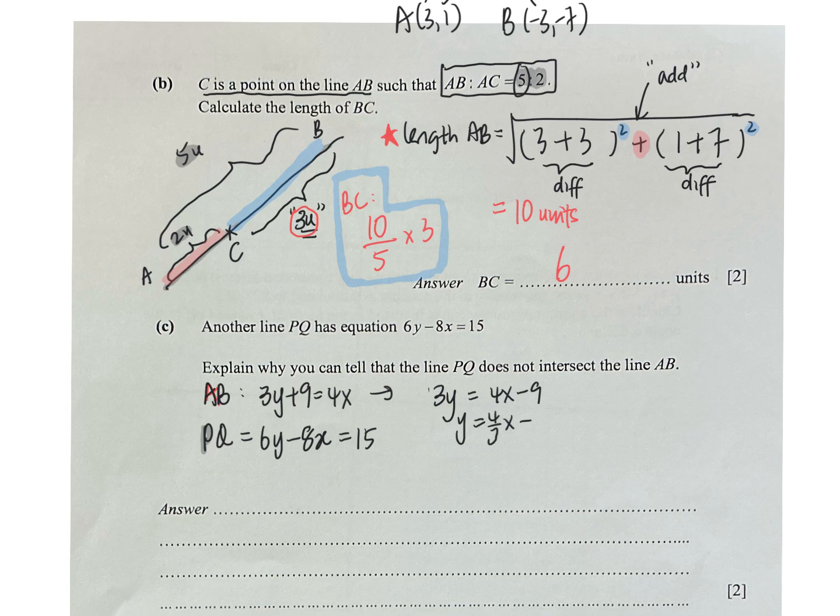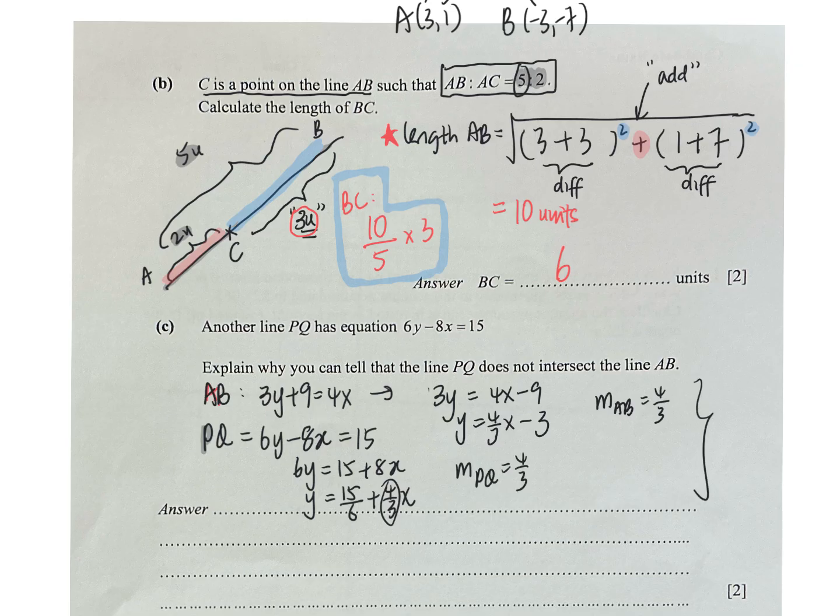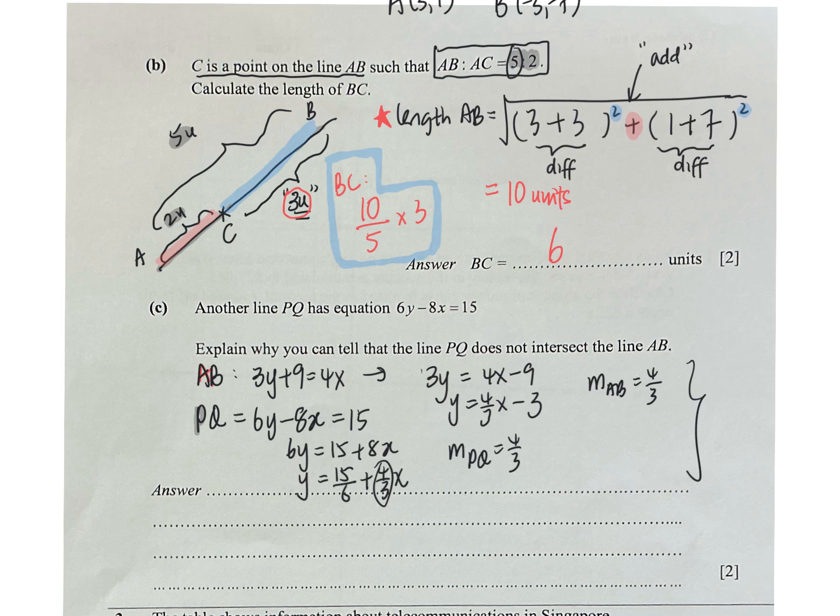Gradient for AB is 4/3. Okay, and then you manipulate this one. The gradient of PQ is also 4/3. So I need to see this working, proving that the gradient is the same before you can claim they are the same. So you will tell me that since the gradient of AB is equal to the gradient of PQ, therefore they are parallel and will not intersect.